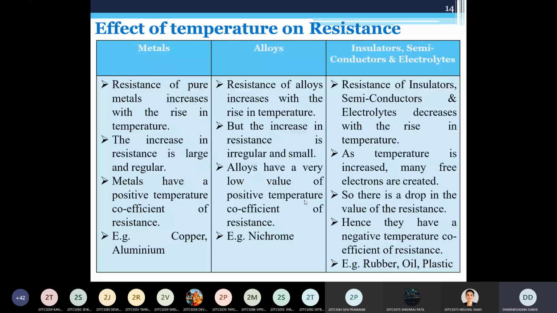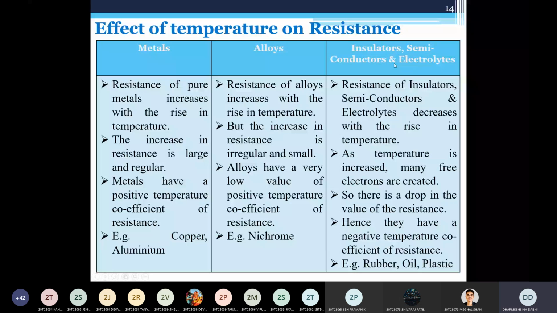So generally nichrome, which is one type of alloy, has a low positive value of temperature coefficient, and it is made up of nickel and chromium. So all the alloys have a low positive temperature coefficient.